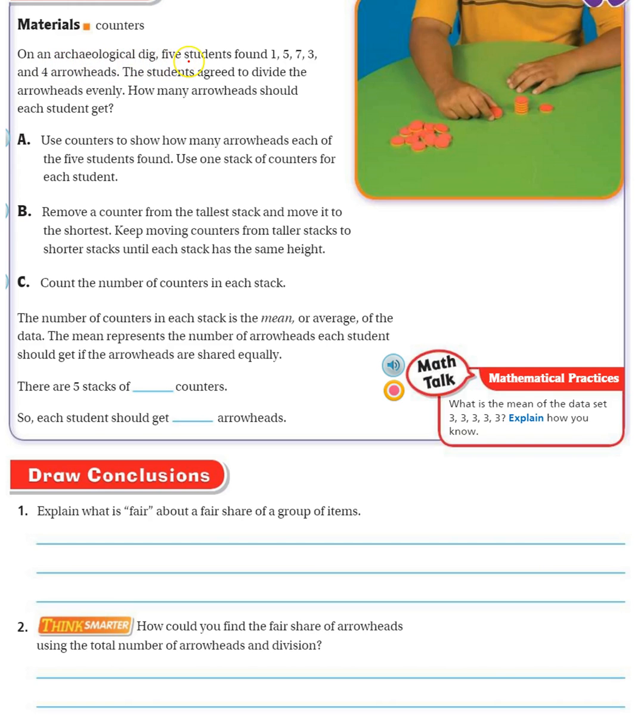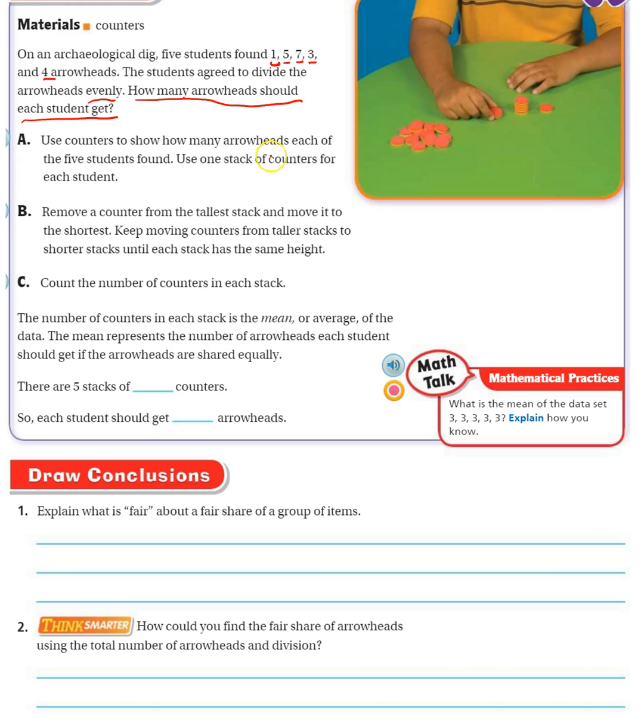An archaeological dig. On an archaeological dig, 5 students, so 5 different students. The first student found 1, second student found 5, third student found 7, fourth student found 3, and the 5th student found 4 arrowheads. The students agreed to divide the arrowheads evenly. How many arrowheads should each student get?